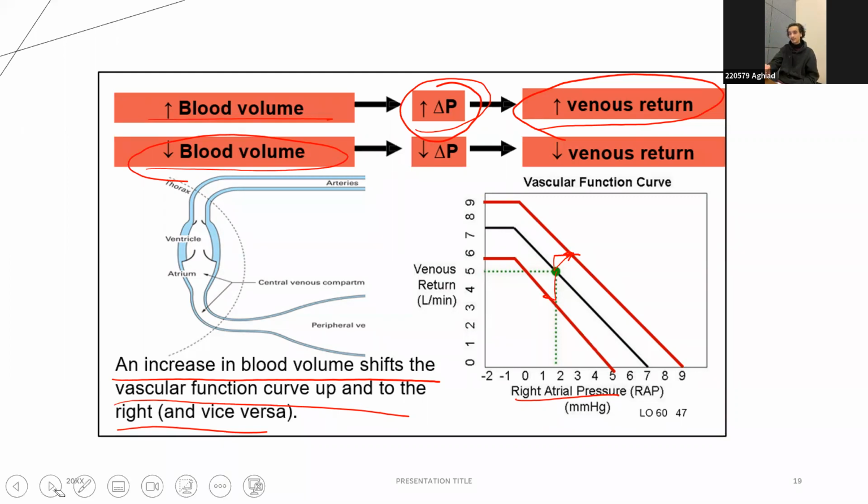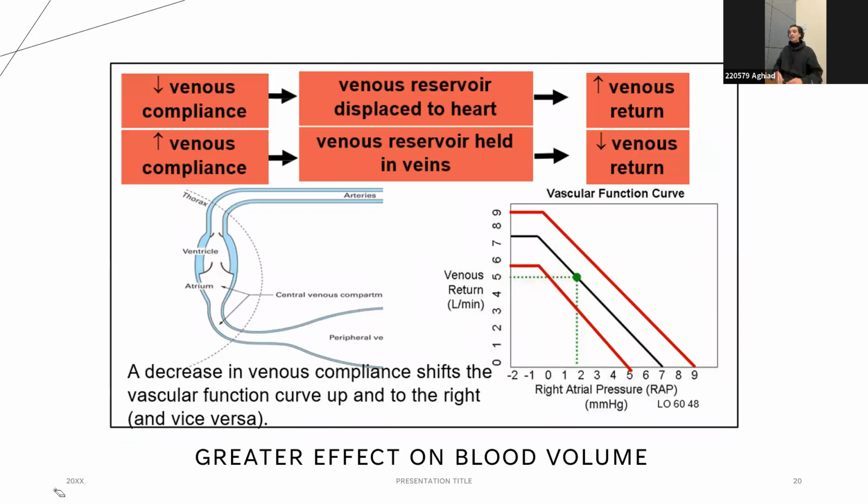Perfect. Okay. So what happens if we decrease the venous compliance? Perfect. We're seeing more IDs replying. I like that. So a decrease in venous compliance shifts the vascular function curve up and to the right, just like the blood transfusion or increasing blood volume. The changes are similar. Why? Because the blood in the veins is moving to the right atrium, and because the veins are affected, the right atrium is also affected by the movement of blood. The graph goes up in a parallel manner, and to the right or to the left.